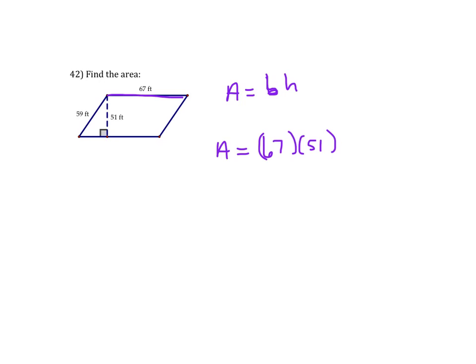Now, this is a parallelogram, so opposite sides are parallel and congruent to each other, so that's how I know my base is 67 feet. Multiply 67 times 51, and you end up with a value of 3,417, and this will be in square feet.